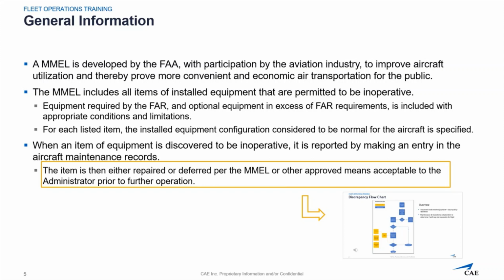The MMEL includes all items of installed equipment that are permitted to be inoperative, equipment required by the FAR, and optional equipment in excess of FAR requirements is included with appropriate conditions and limitations. For each listed item, the installed equipment configuration considered to be normal for the aircraft is specified.